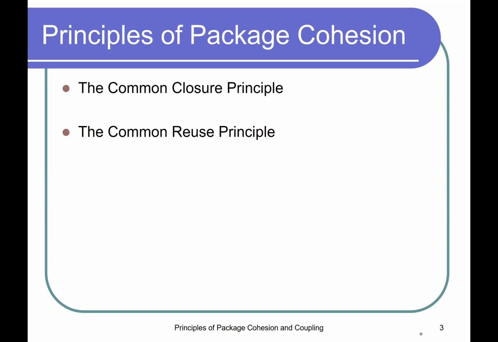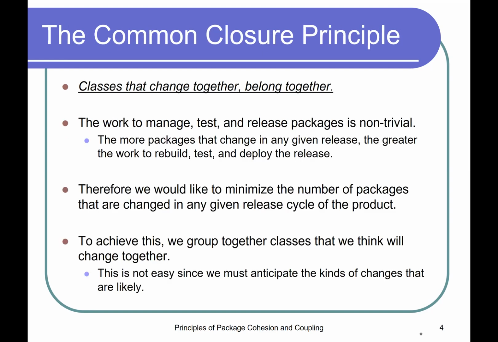Okay, so for the principles of package cohesion, we got two: the common closure principle and the common reuse principle. Now, the common closure principle says that classes that change together belong together. The whole point is, if a class, when it changes, requires another class to change, and they tend to change together, it means that there's a dependency on each other, and that they're really related to each other, to the point that if you make an update here, chances are you're going to need to make an update there, and an update there, and so on.